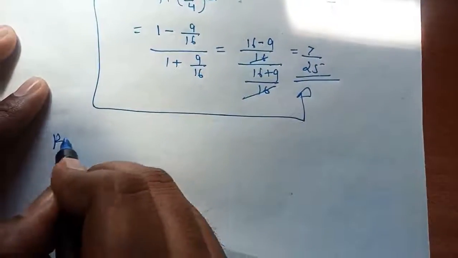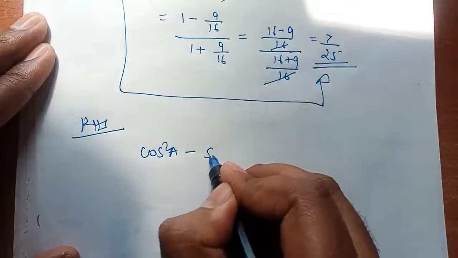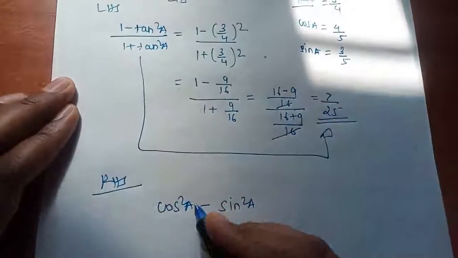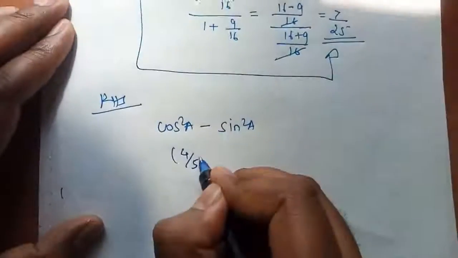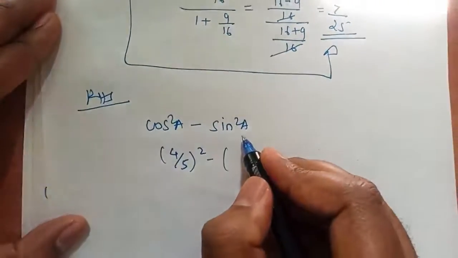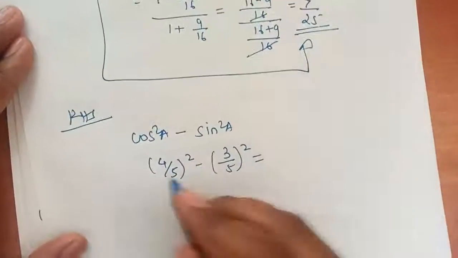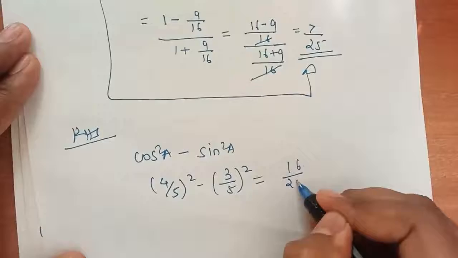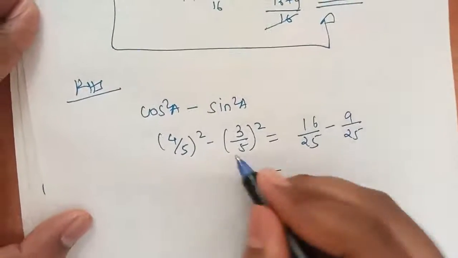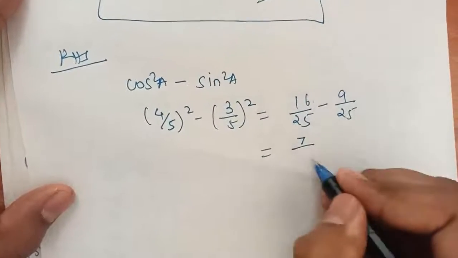Now take the RHS. RHS is cos square A minus sin square A. So cos A value we know, that is 4 by 5. So 4 by 5 bracket square minus sin A value is 3 by 5, we also know the value. So squaring it now, 4 by 5 squared is 16 by 25 minus 9 by 25, because 3 square is 9 and 5 square is 25. 16 minus 9 is again 7 and the denominator is 25.